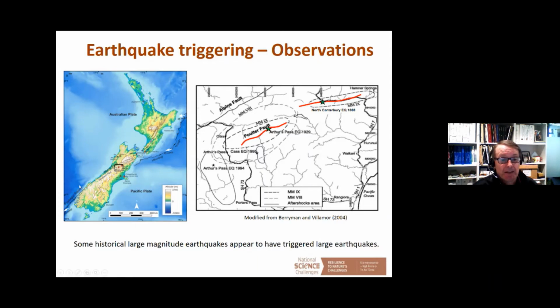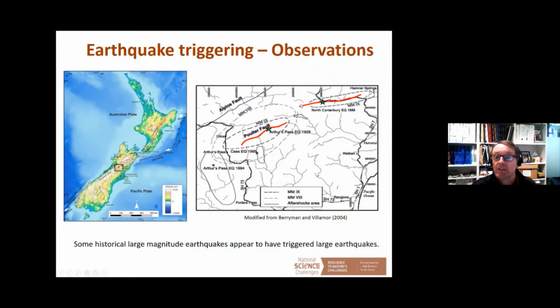So on the left-hand side here, we can see this is a map of New Zealand, and I've just identified some events here which happened in close proximity to each other. So there's the 2010 and 2011 earthquakes. Over here we have the 1929 and 1968 earthquakes very close to each other. So the close proximity of these earthquakes and the relative close proximity in time suggests that one may have been triggered by the other.